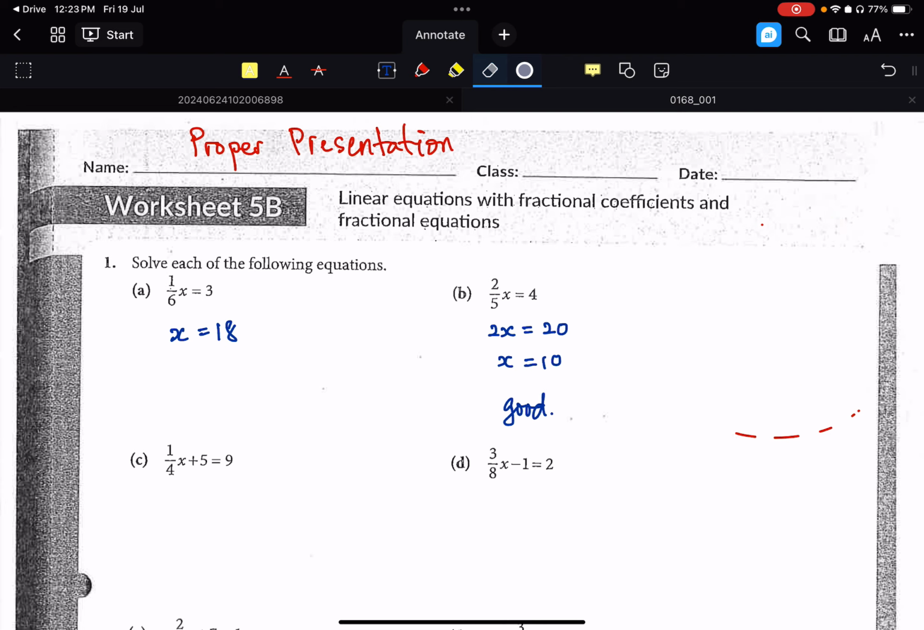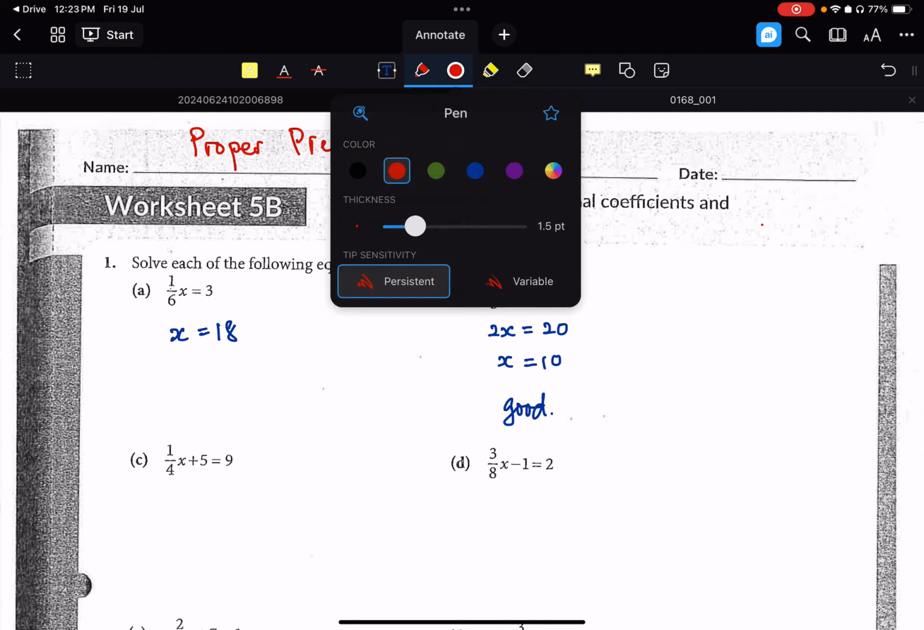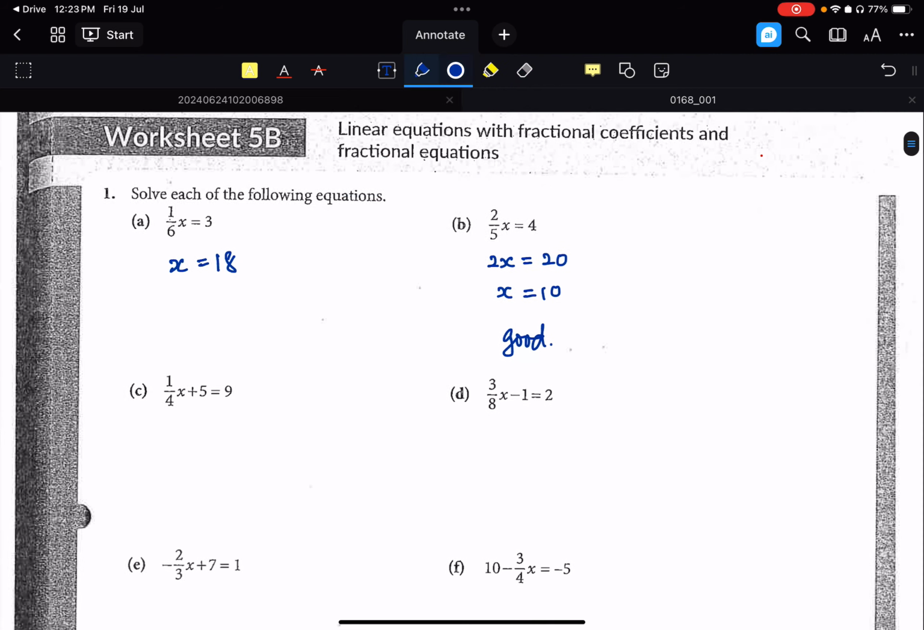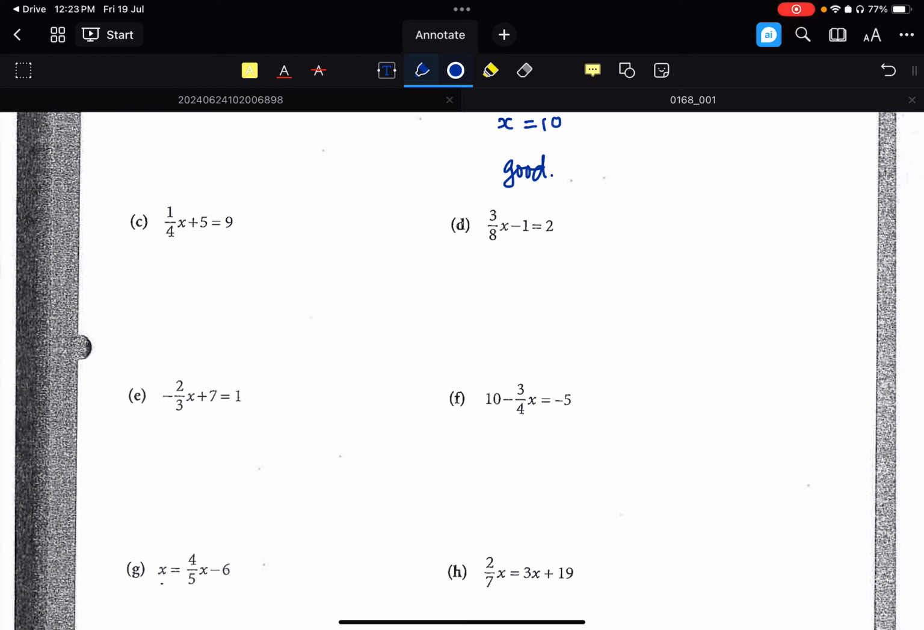So hopefully you get them all correct. So yeah, clean it properly, right? So change to blue, and let's go. So what do we do here for the next one? Okay, so here we can have just a quarter x equals 9 minus 5 is 4. So x equals 16. That's all I need to see. Here, 3 over 8 x equals 2 plus 1, which is 3, right? So 3x equals 24, x equals 8.